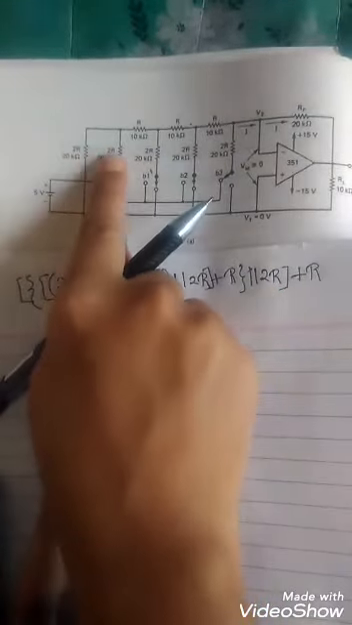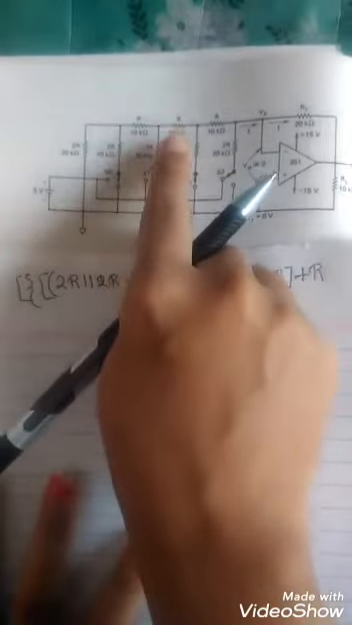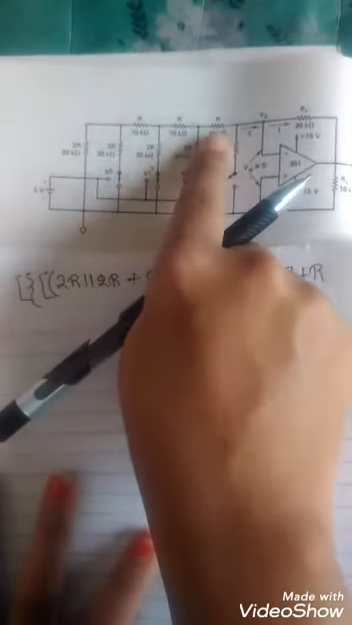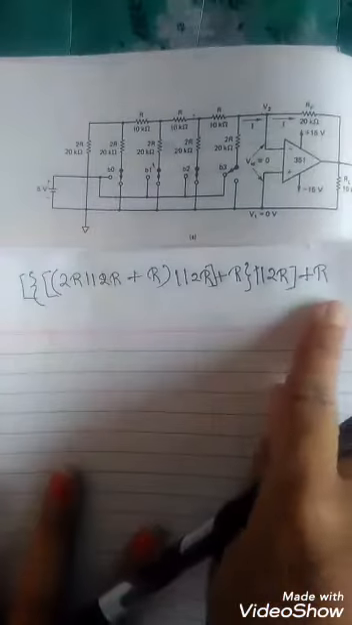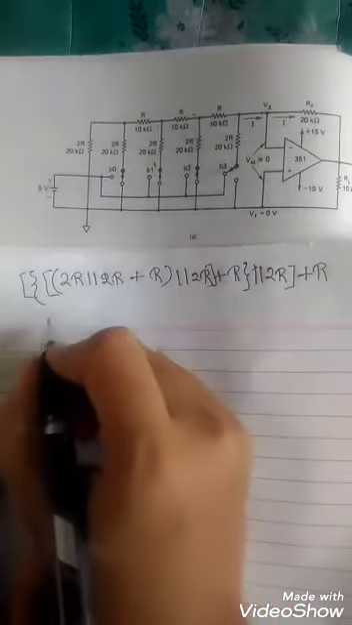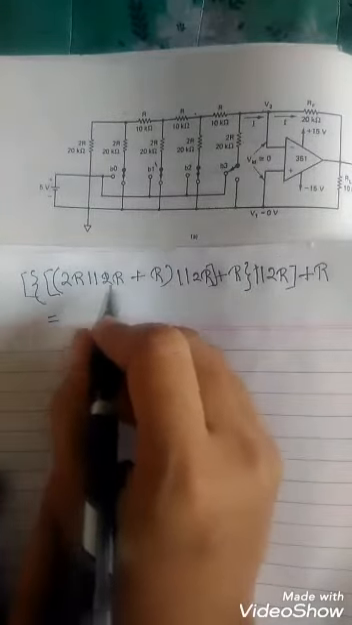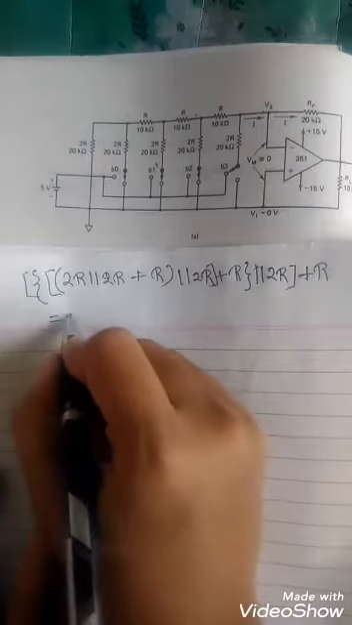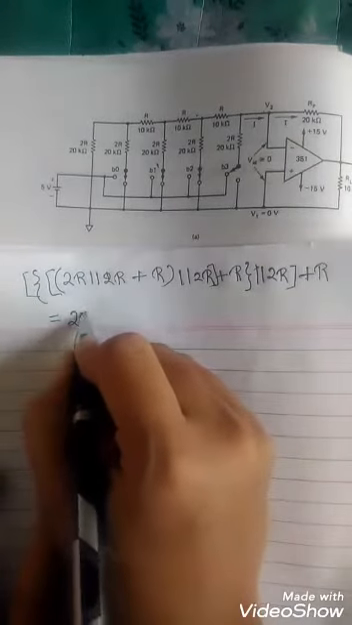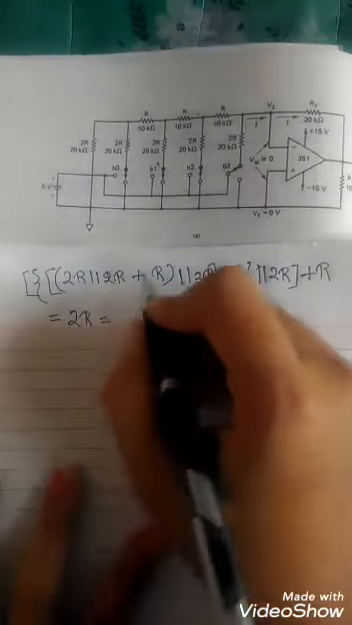2R parallel with 2R, in series with this R, means plus R. Again parallel with 2R plus R, parallel with 2R plus R. The same thing I have written here. To simplify this, you do a parallel combination, then series combination, adding and taking the parallel, adding and taking the parallel. After solving this, what we get is 2R.